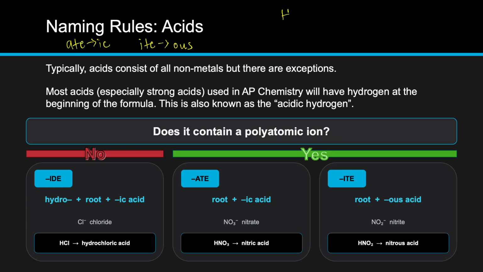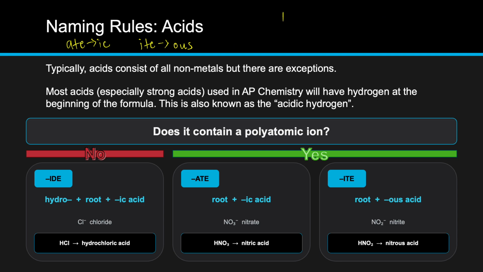Let's say I have H2CO3. This is carbonate, which is CO3 2 minus. That ends with ATE, so we are changing it to IC. So the name of this acid would be carbonic acid. And then if it ends in ITE, you're just changing the ending to OUS.